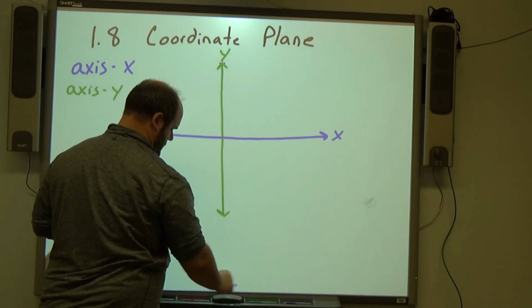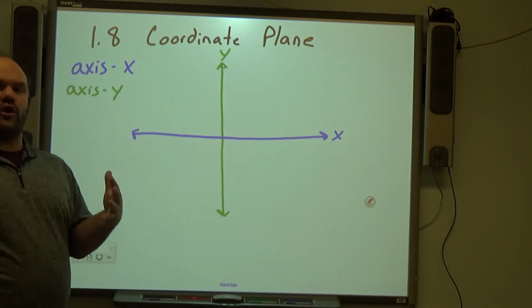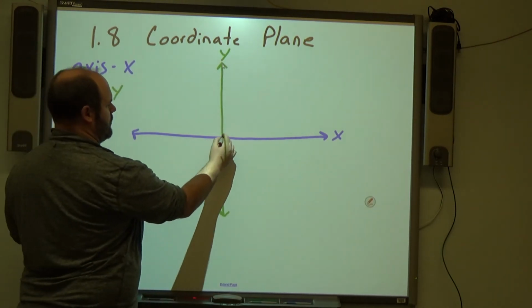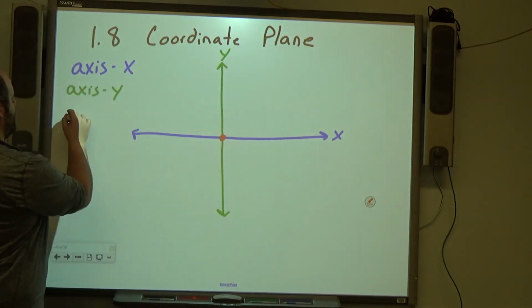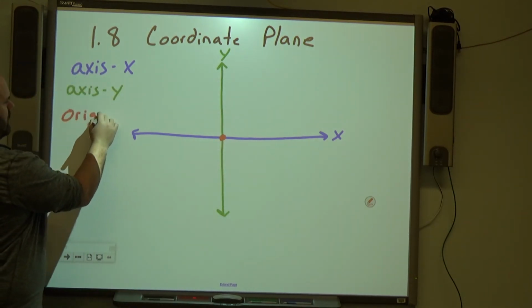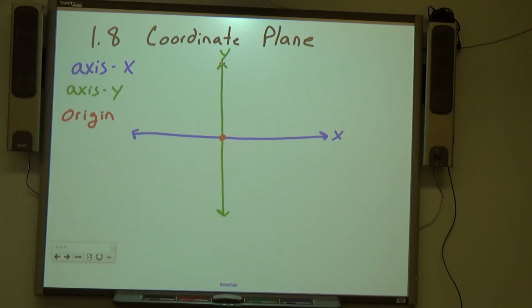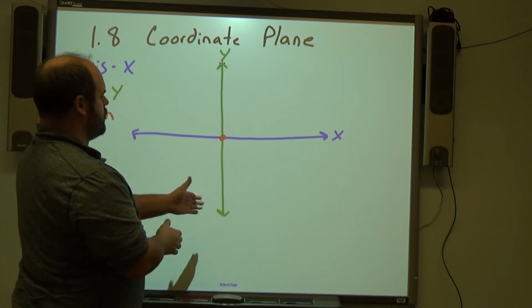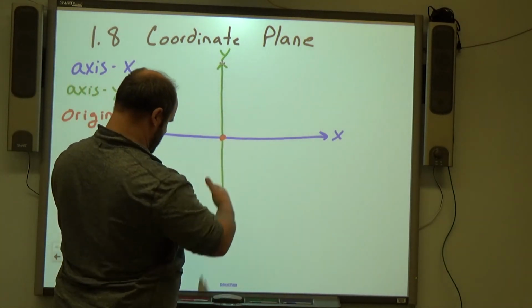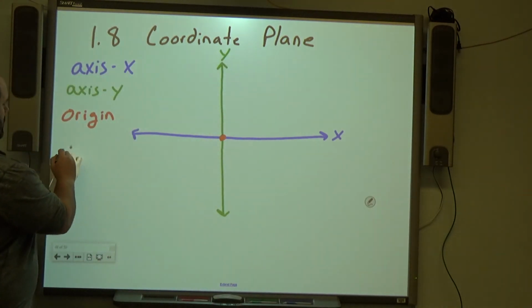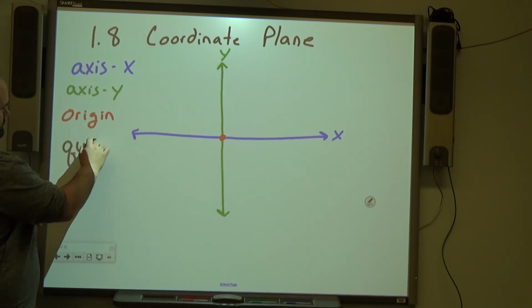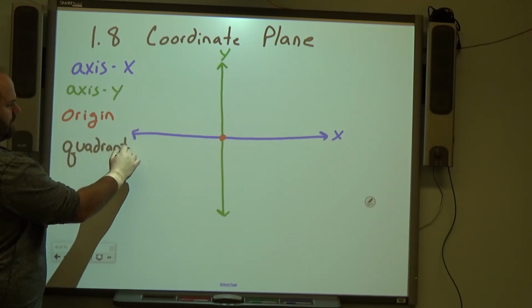All right. We also have a starting point, which is the red dot, and it is called an origin. The origin is where we start. All right. When we cross these two axes, okay, they form what we call quadrants.